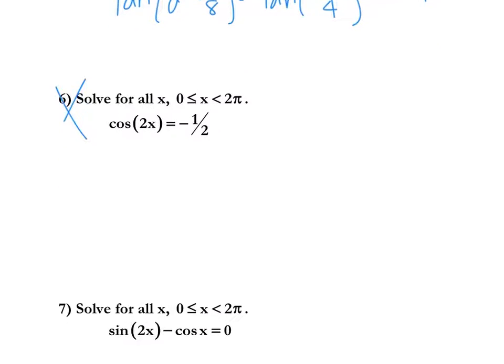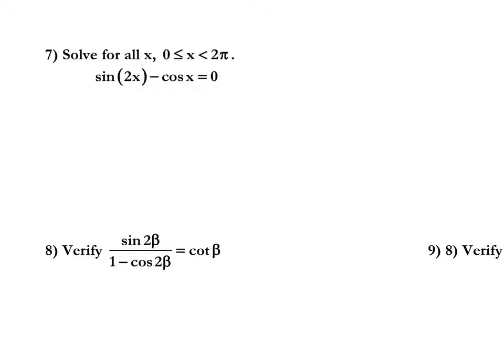So number 7 is asking us now to solve, okay? We can't factor a sine out here, okay? Sine of 2x is not the same thing as sine x plus sine x, okay? We proved that a couple lessons ago. So instead, we have to think about, are there any identities that I can apply? And yes, we can apply the sine double angle here. So 2 sine x cosine x minus cosine x equals 0.